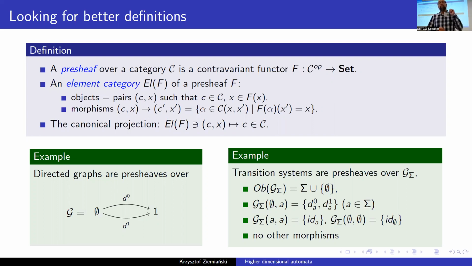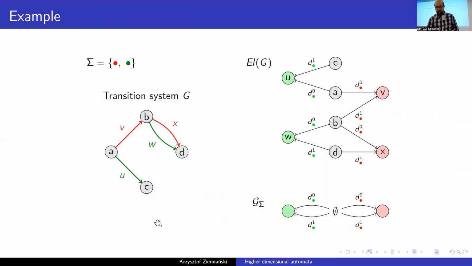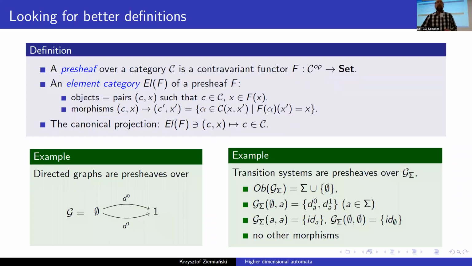If you want to consider only directed graphs, directed graphs are presheaves over such a category. Sorry, not yet. Vertices are values over the empty set. Edges are values over one. And for every edge, you have two vertices, and these vertices are encoded in the maps going from 1 to 0.